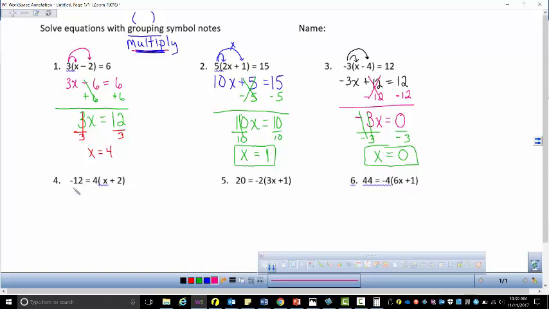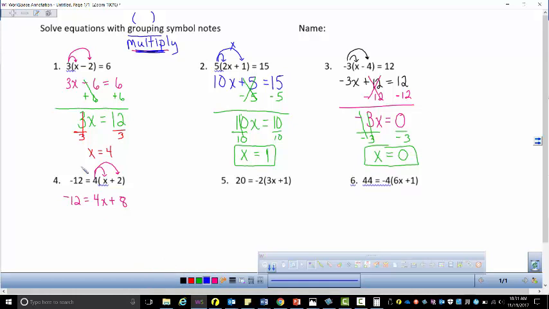So this time I just copy this side, negative 12 equals 4 times 1x is 4x. 4 times 2 is 8. They're both positive, so it's plus.